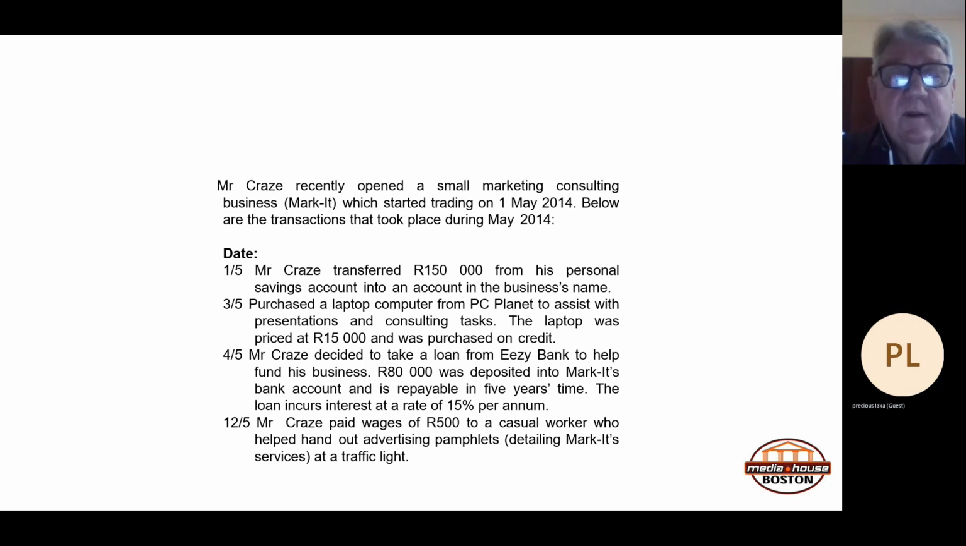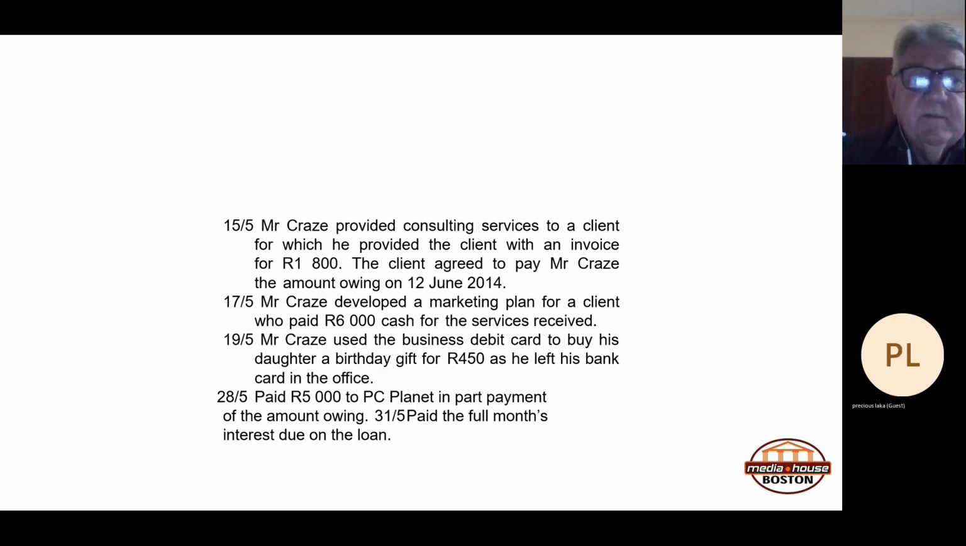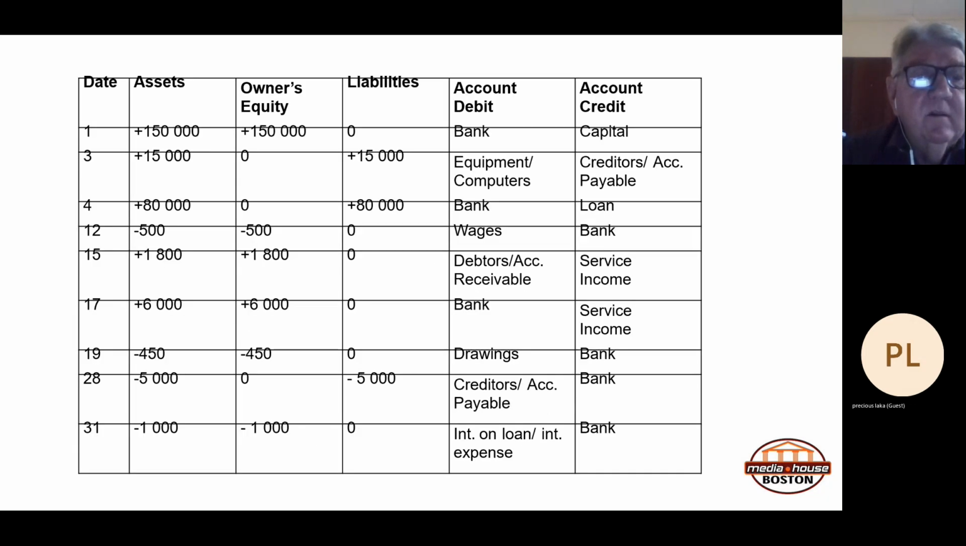And where is it coming from? It's coming from owner's equity, and that's also going to be plus 150,000. Then we put in which account is debited. When money comes into my bank, I debit my bank. So there we go. It's plus 150 for the assets, plus 150 for owner's equity. We debit my bank, and we credit the capital account. Remember, for every debit there's a credit, and remember that the accounting equation must always hold.